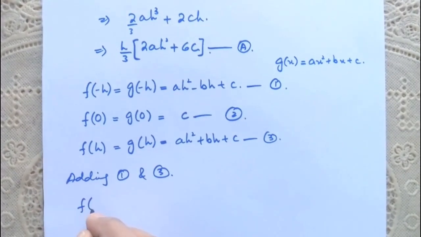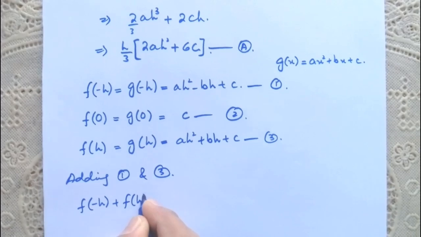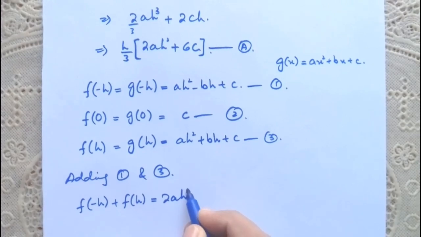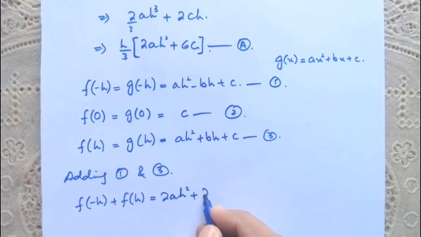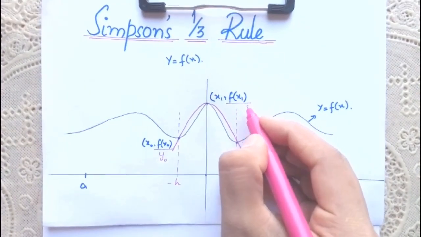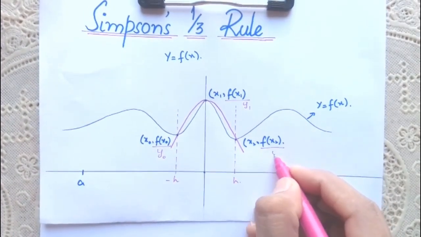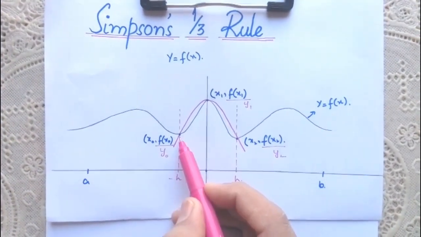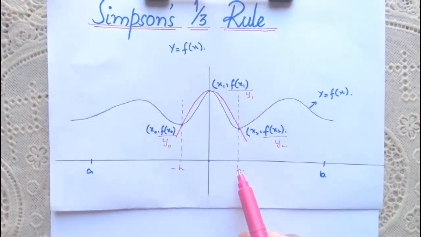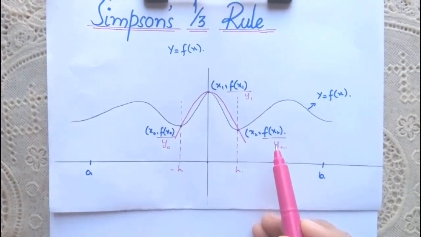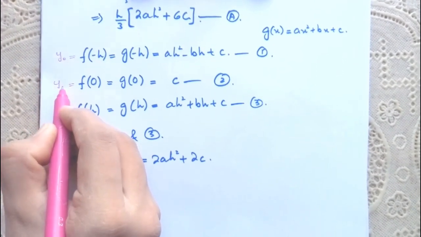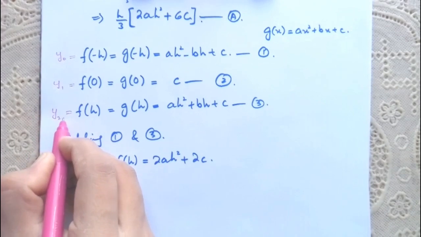we have f of minus h plus f of h is equal to 2ah square plus 2c. Now f of x naught can be denoted as y naught, f of x1 can be denoted as y1, and f of x2 as y2, right? So f of minus h is equal to y naught, f of 0 is equal to y1, and f of h is equal to y2, right?